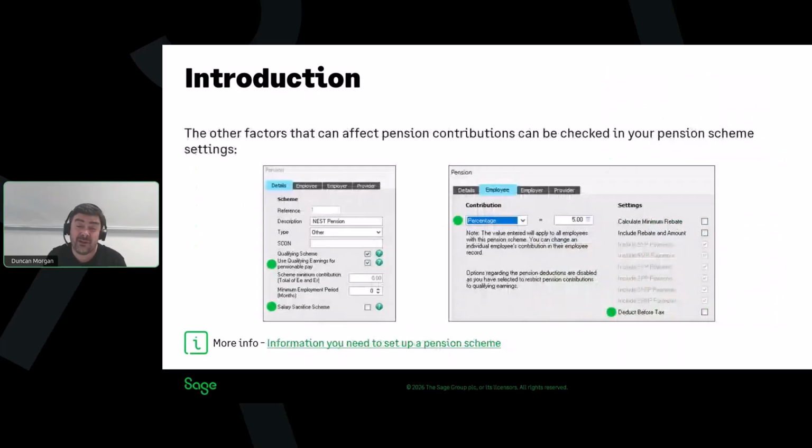And the other factors that we mentioned are all part of the pension scheme settings. So I've highlighted them on the screenshot here. It includes the setting to use qualifying earnings for pensionable pay, for salary sacrifice schemes, where you can set default contribution percentages or amounts, and then the deduct before tax setting, which is found on the employee tab.